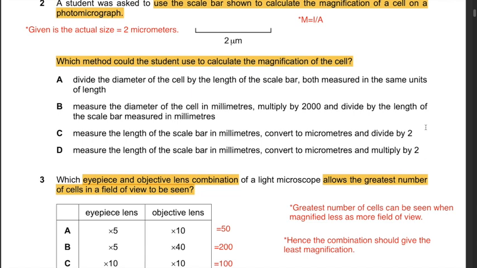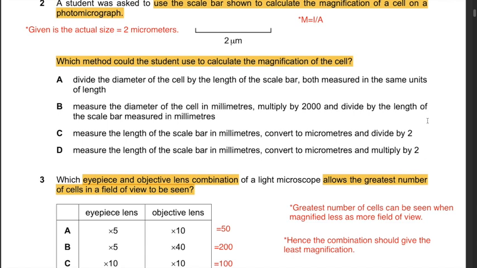A. Divide the diameter of the cell by the length of the scale bar, both measured in the same units of length. That is incorrect, because in this method they are basically telling us to divide the actual size by the image size. However, the magnification formula is image size upon actual size, not the other way around. Therefore, method A is incorrect. Method B. Measure the diameter of the cell in millimeters, multiply by 2000. This method is obviously incorrect because multiplying by 2000 is not involved in this formula.